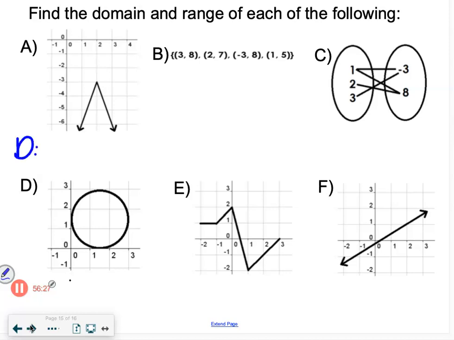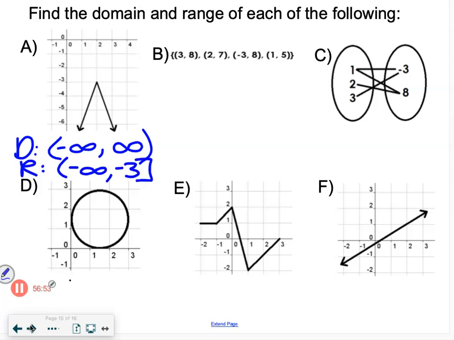What's the domain? Domain is infinite. Negative infinity to positive infinity, because our x's are going to keep going forever, to the left and to the right. What's the lowest y value? What's the highest y value? -3.